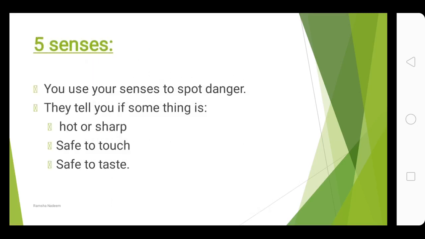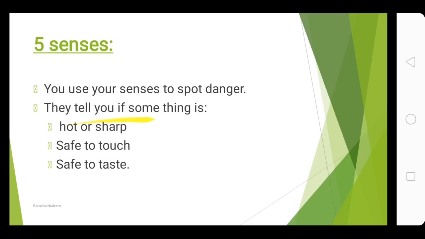Now next is 5 senses. You use your senses to spot danger. Very important thing. We get to know about our surroundings. If something is going wrong around us, it is our senses that warn us of the danger. They warn us that there is a car coming on the road. If you're crossing a road and there's a car approaching you, you should not cross and wait for the car to move forward to give you some way, and only then you'll cross the road. So it is our senses that tell us that there is some danger around us.